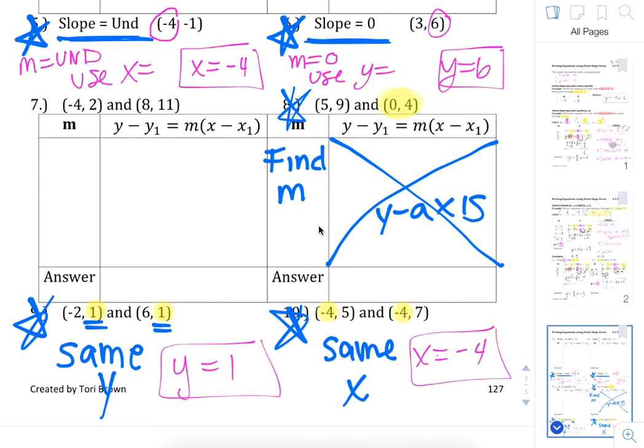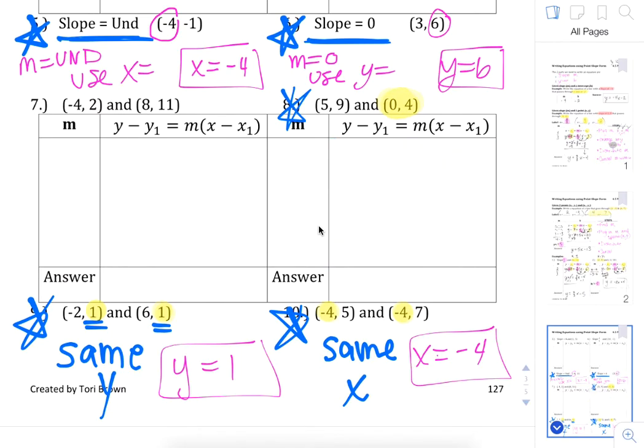Okay? Now, for number 8, I'm going to erase what's on here, and I want you to see why we're doing that. Okay? On number 8, we don't have our slope, so it's true that I would have to do that. y2 minus y1 over x2 minus x1.